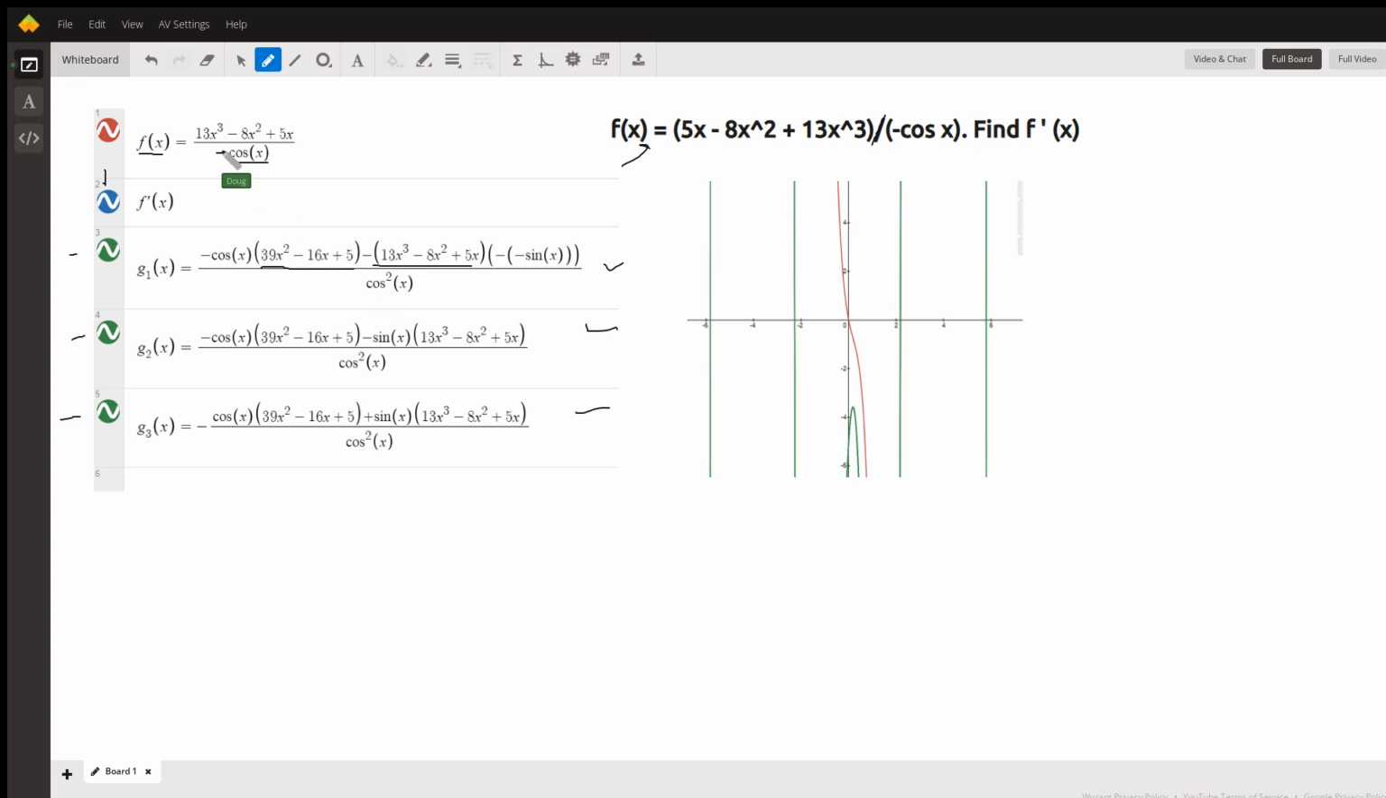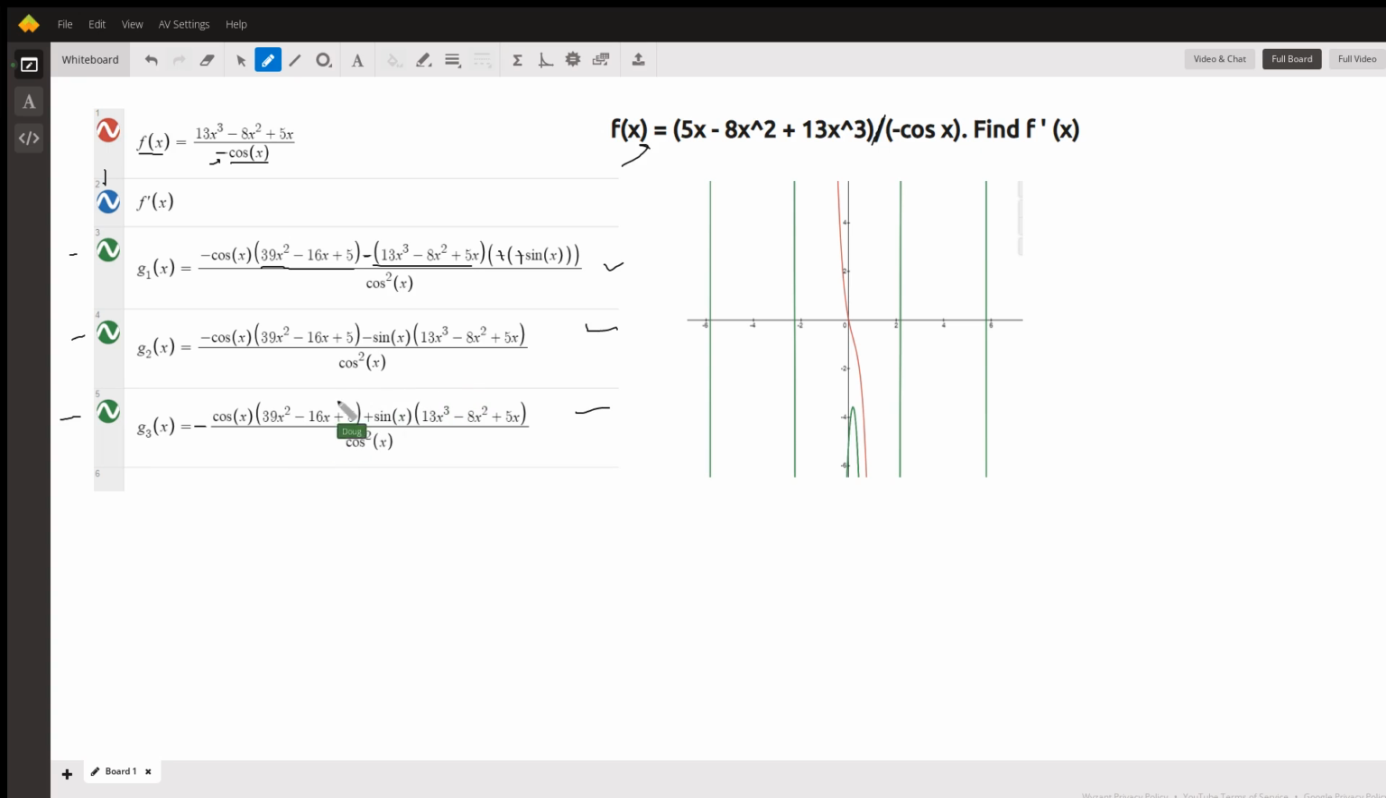Of course, when we square the denominator, this minus gets squared also. Cosine squared of x. And so I decided on the next step to multiply these two negatives together, but I still have a negative here. And I move the sine of x in front of that trinomial. And in the final step, I said, well, I'll factor out this minus sign. Put it out front. Not mandatory, but it's a choice.